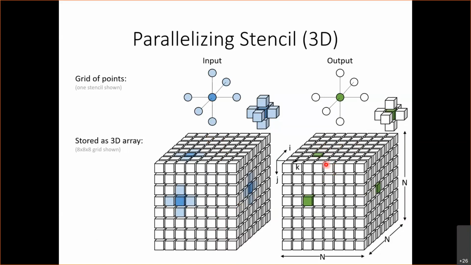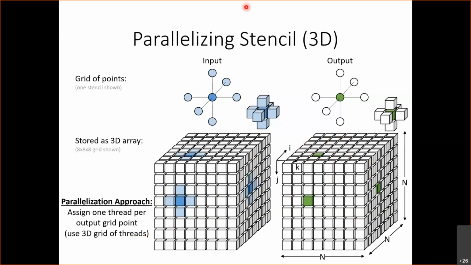Right, so I think what you mean by that is a 3D grid. So yes, the most obvious way to do it is to assign one thread per output element, and naturally for that we would need to use a 3D grid of threads. Okay, so let's go and implement this stencil using a 3D grid of threads. Let me switch to the code.